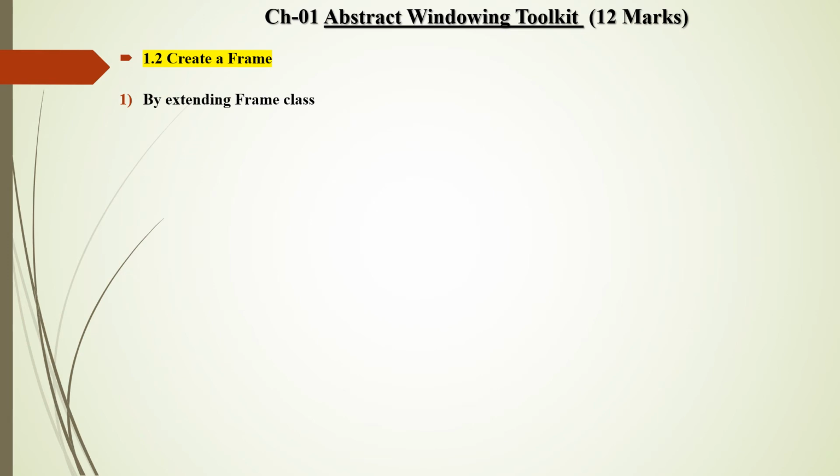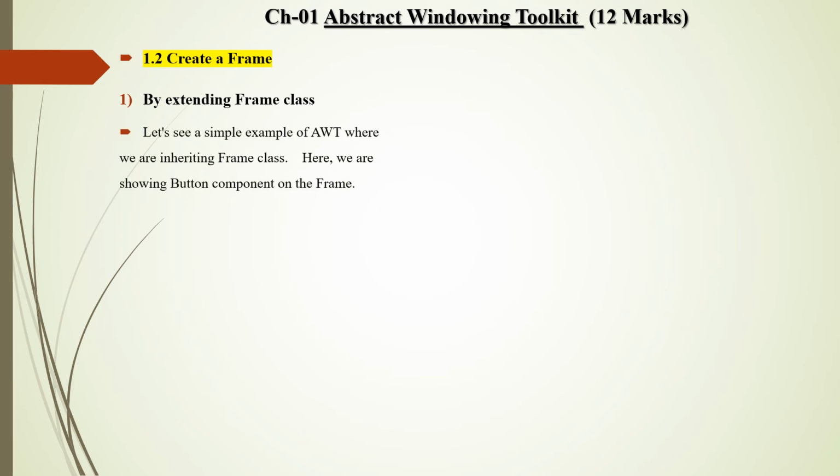Next we see the first way to create the frame, by extending the Frame class. Let us see a simple example of AWT where we are inheriting the Frame class. Here we are showing a button component on the frame. Now we see one example. In this we create one frame, and in the frame we display one button component.